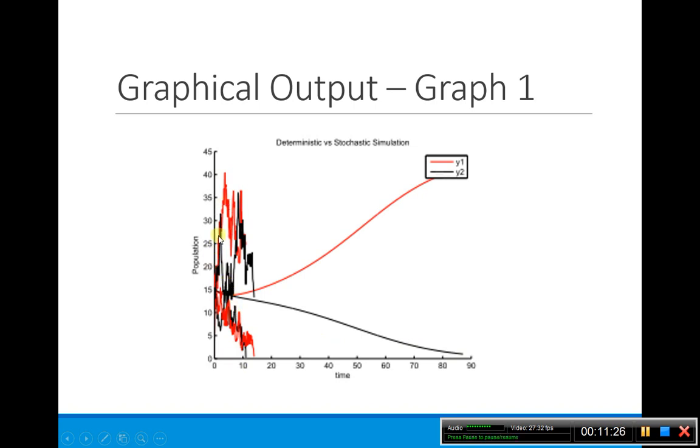In one realization, your population 1 goes up while your black one here goes down. And then in the other one, your black goes up and the red one dies off. So this is an example where in the first one, the red survives and the black dies off. In the second simulation, the black survives and the red dies off.